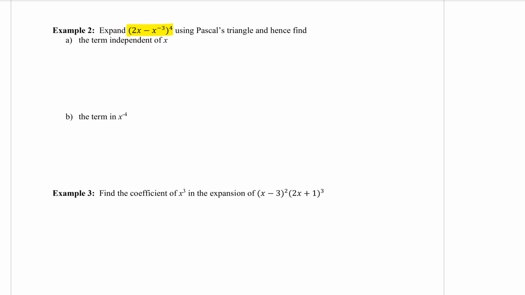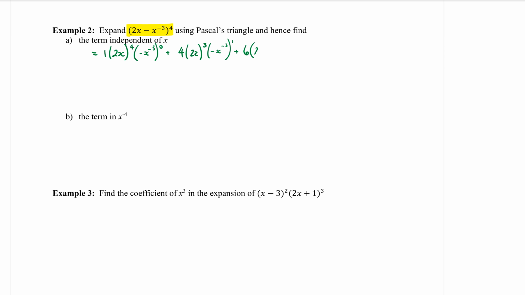So the first coefficient is a 1. The first term is a 2x, and it will start at a power of 4. The second term, which is minus x to the minus 3, is going to start with a power of 0. The next term will have a coefficient of 4. The 2x is going to decrease to a power of 3, and the minus x to the minus 3 is going to increase to a power of 1. And it gets quite repetitive. The next coefficient is a 6.